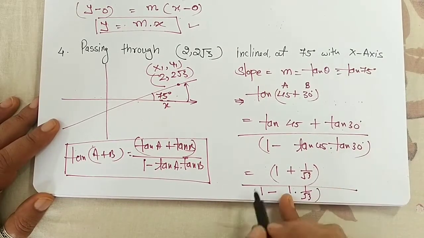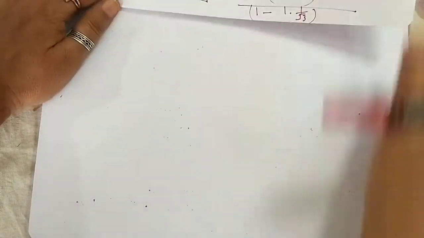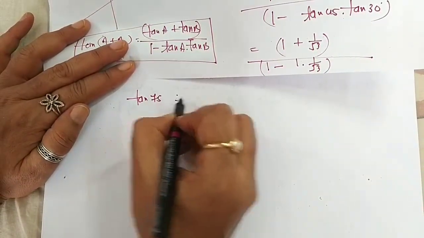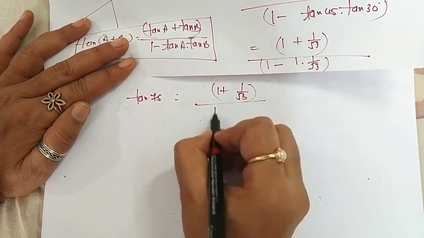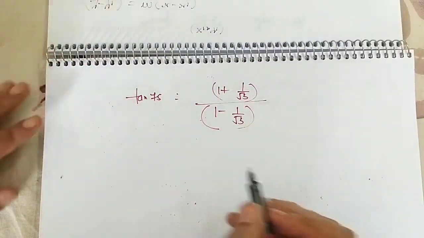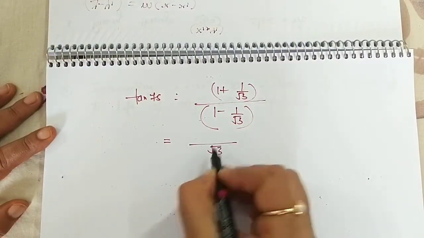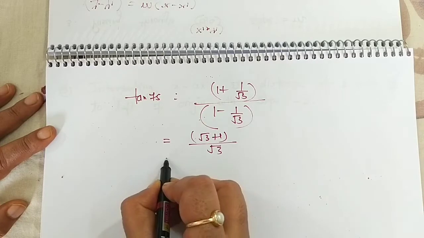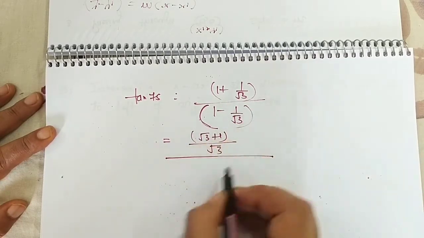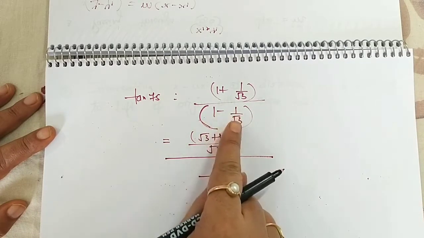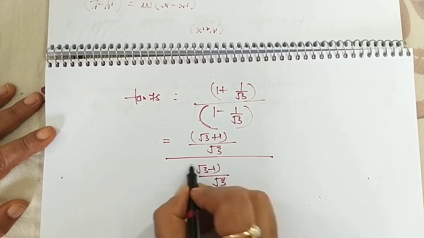1 by root 3. Okay, let me simplify it a little bit. So I am getting tan 75 as (1 plus 1 by root 3) and (1 minus 1 by root 3). Let me simplify it. Can I take root 3 as LCM in these two? So it will be root 3 plus 1 divided by, here in these two, can I take root 3 as LCM? So what I will get? Root 3 minus 1. So it is root 3 minus 1.